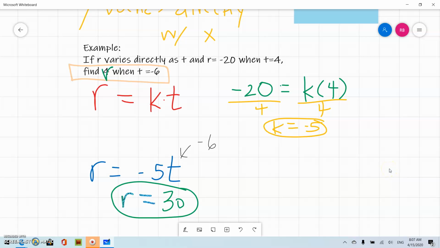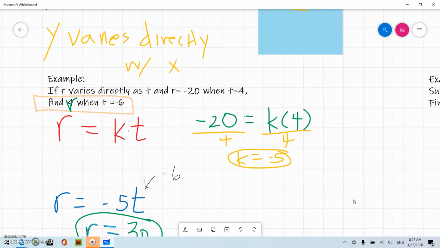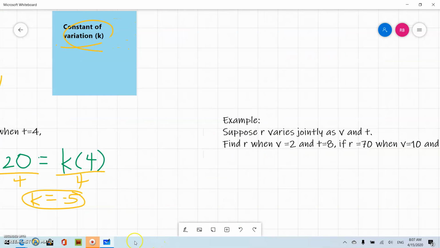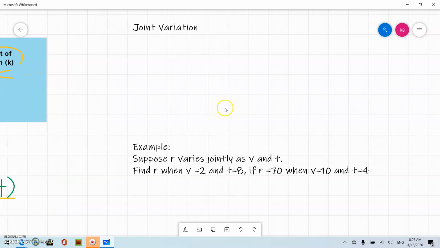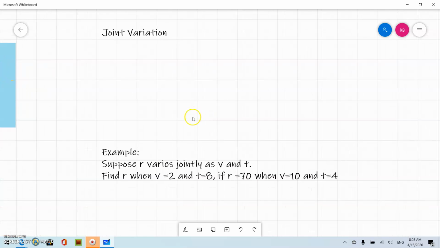Direct variation: you write it as y equals k times another variable. It's always multiplied. The constant of variation and the variables are multiplied.